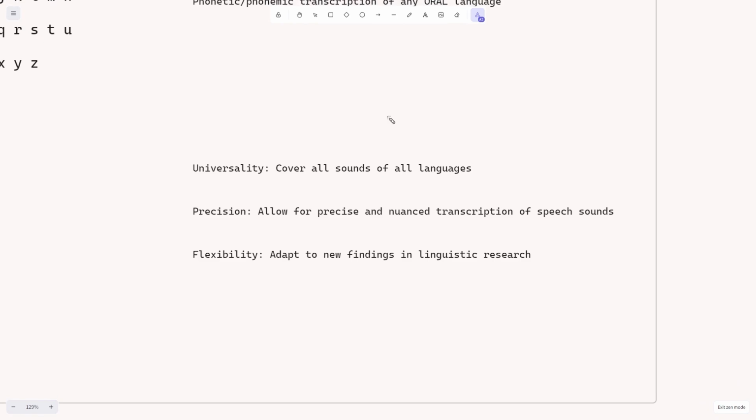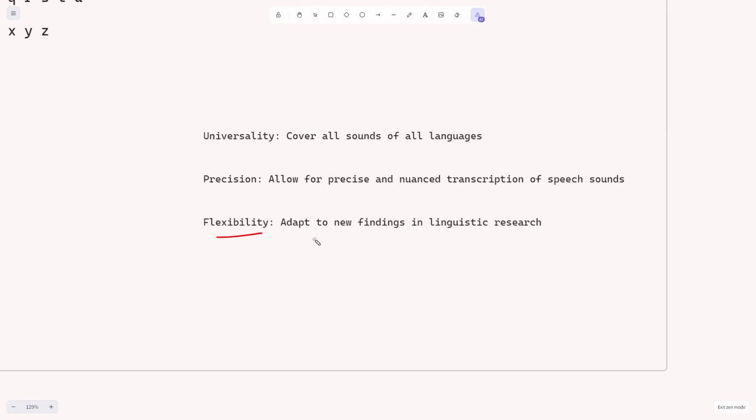Also, it has three other goals, which are first of all universality, that it can be used to cover all sounds of all languages, and it has to be precise, to allow for precise and nuanced transcriptions of speech sounds, and it has to be flexible, so that it can adapt to new findings in linguistic research, and that we don't have to create a new phonetic alphabet for every discovery that we make in linguistics.